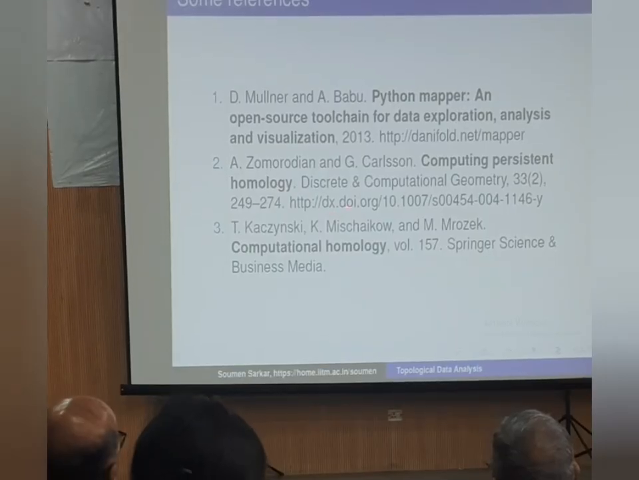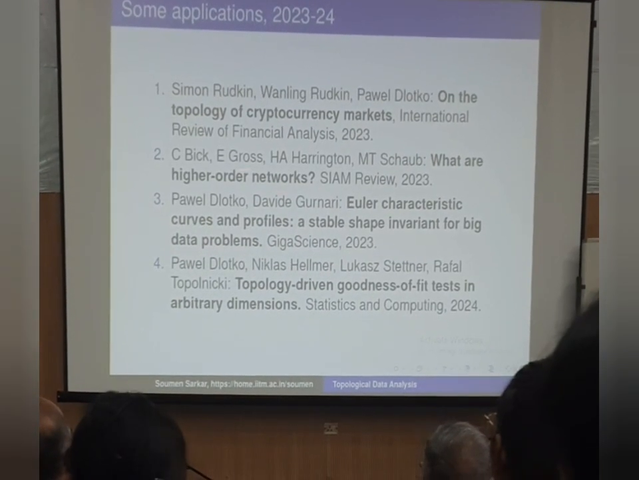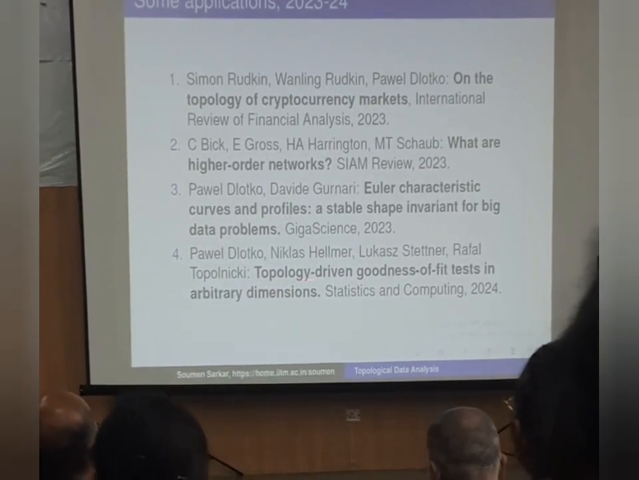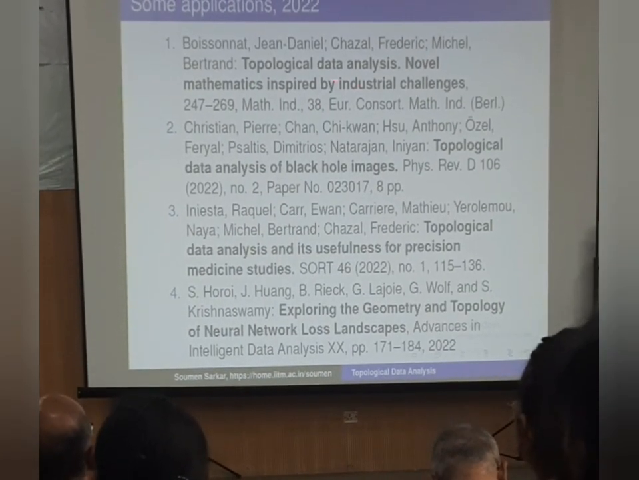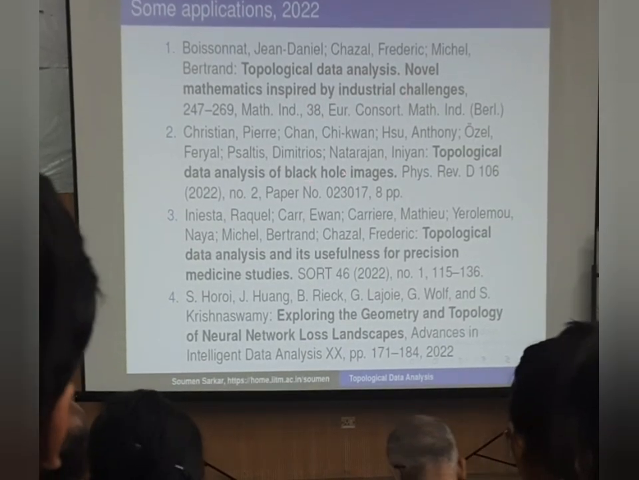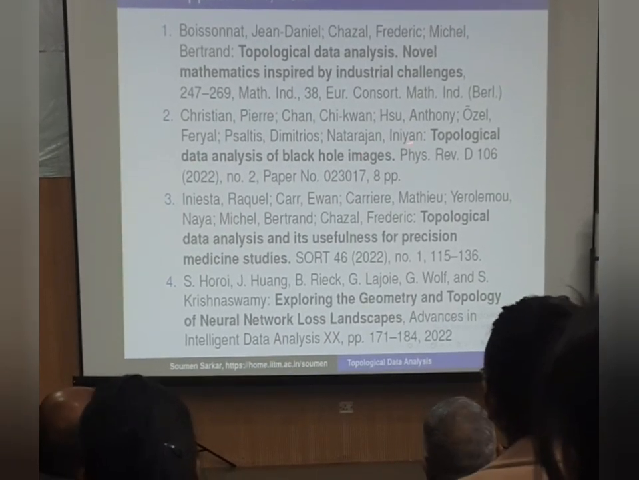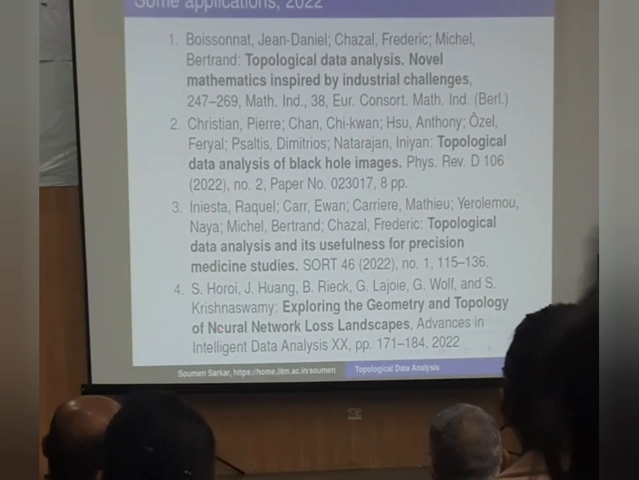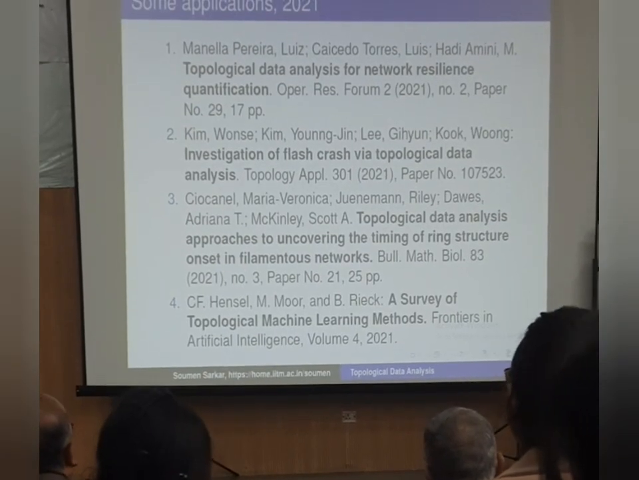It started around 2002 or 2003 with applications. Here we can see network, cryptocurrency market, and maybe some others too. Industrial challenges: we love to have industry in our mind. Here is something related to black hole images. There you can apply it to medicine studies, and here neural network loss landscapes. So many areas, it has become very vast.